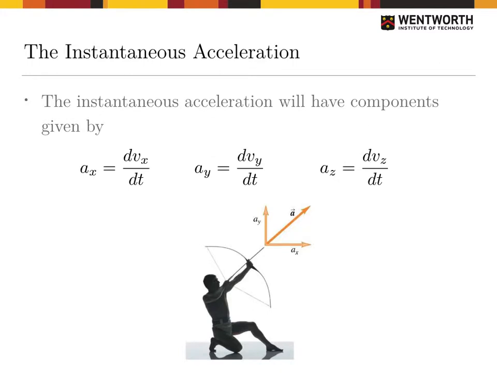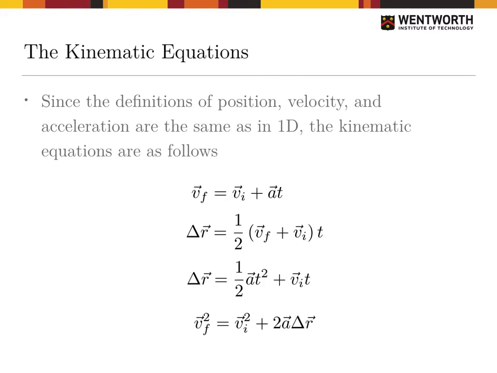Just like with the instantaneous velocity, the instantaneous acceleration will have components, each of which can be computed by just calculating the derivative of the x, y, and z components of velocity. Now, since the definitions of the kinematic variables have not changed from one dimension to 2 or 3, the 4 kinematic equations that we derived in lecture number 2 will also not change. The only slight difference is that each of the terms in the equations are vectors, as shown here.